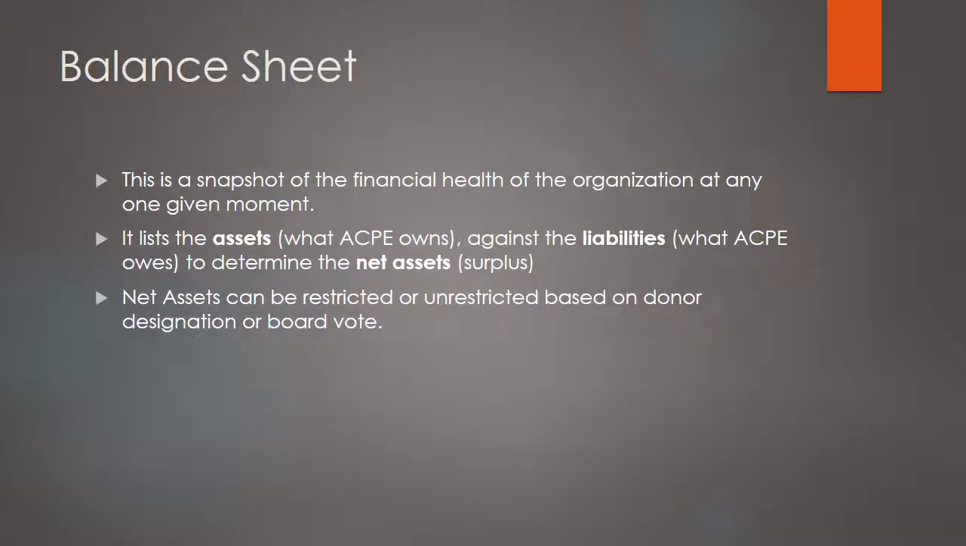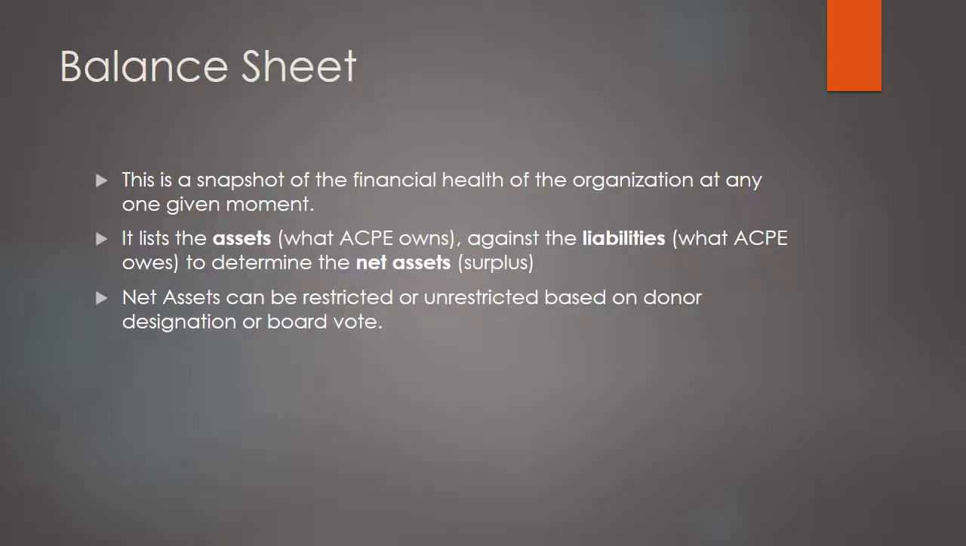The first document is the balance sheet. This is a snapshot of the financial health of the organization at any one point in time. It's going to list the assets, which will include everything ACPE owns, money in the bank, as well as the value of your capital assets, and compare them against the liabilities, or everything that ACPE owes, including payroll, accounts receivable, and also any long-term financing like mortgages or loans, to determine if you have net assets, which would be your surplus. Net assets can be restricted or unrestricted based on donor designation or board vote.